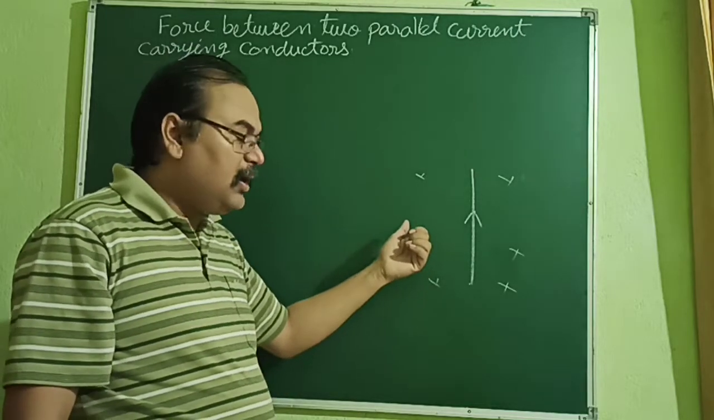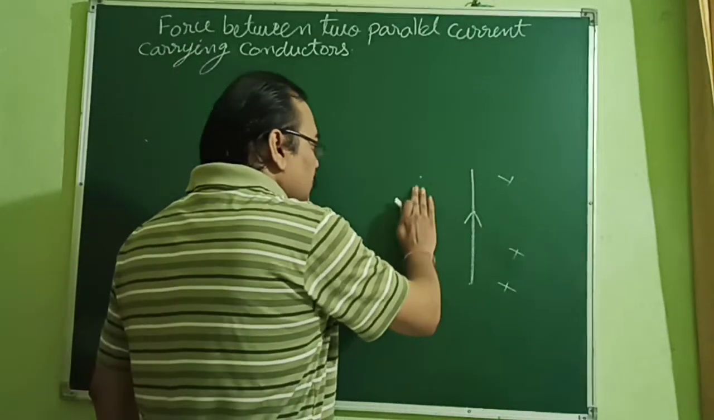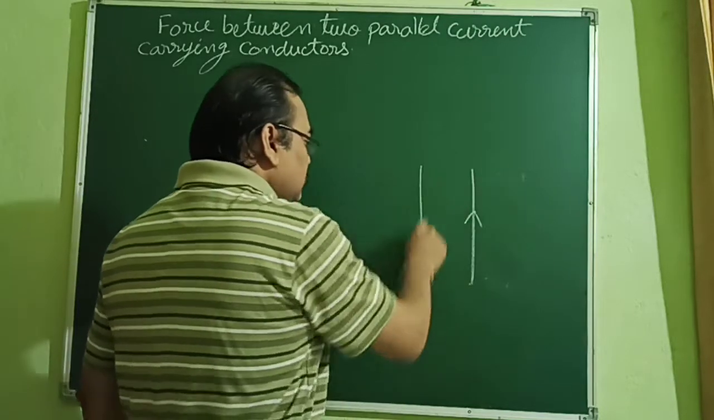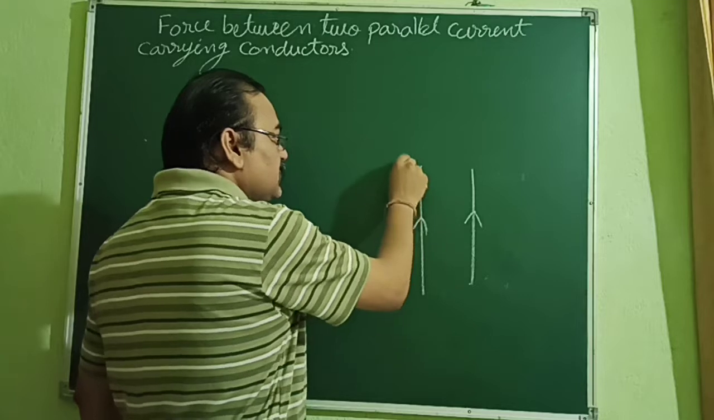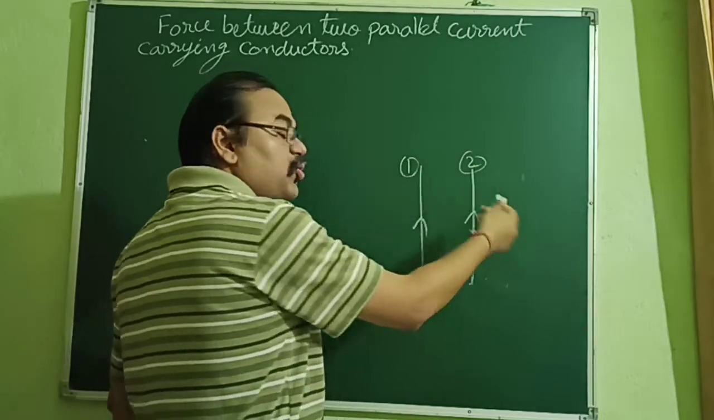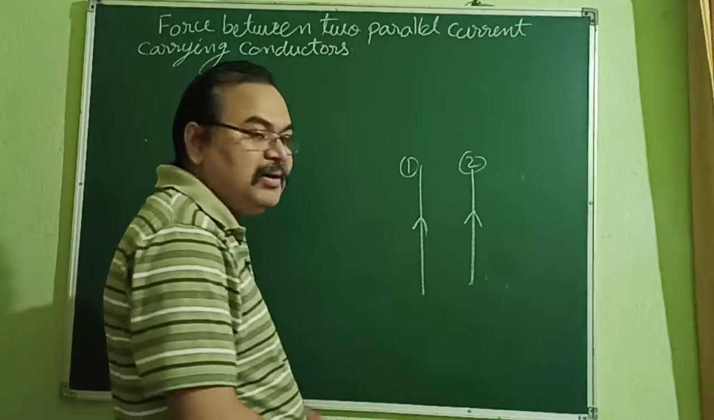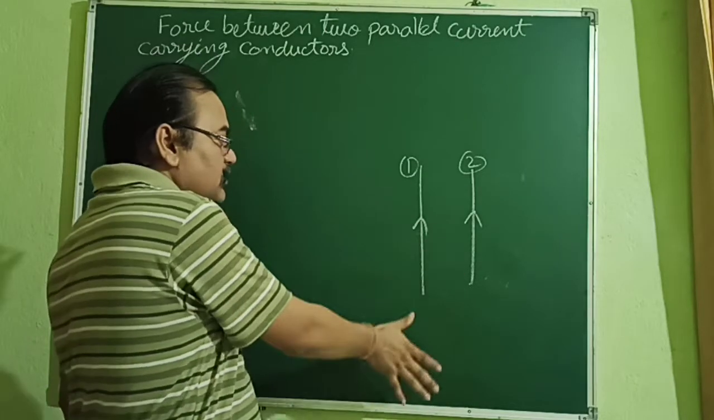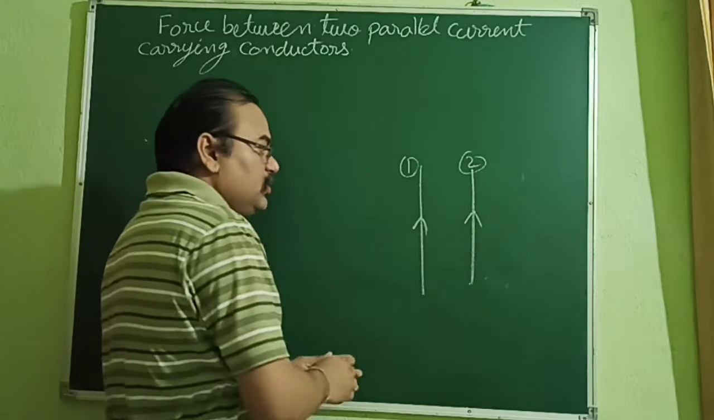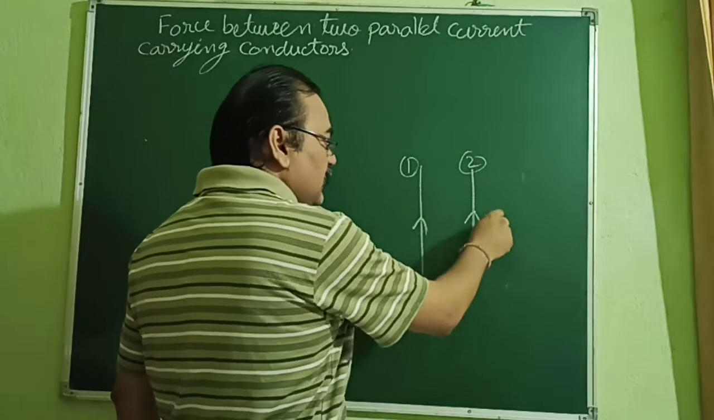Obviously, if there are two conductors, suppose we are replacing this magnetic field with a current carrying conductor, then what will happen? Suppose this is conductor 1 and this is conductor 2. So conductor 1 will produce its own magnetic field in this side. If you use the right hand thumb rule like this, see, the fingers are going inside the board. So this side the magnetic field is directed.